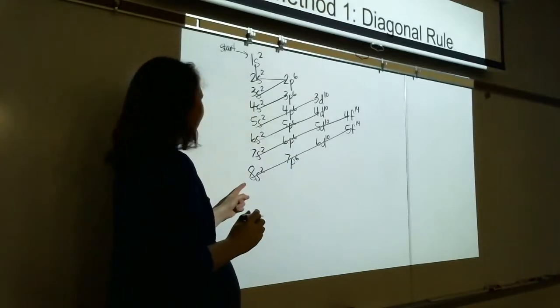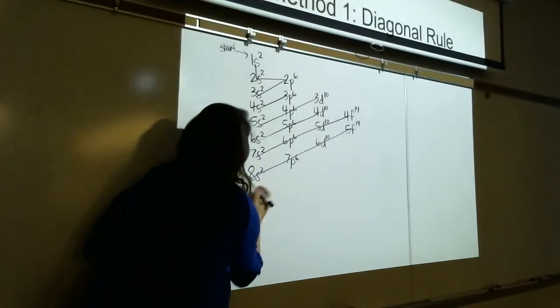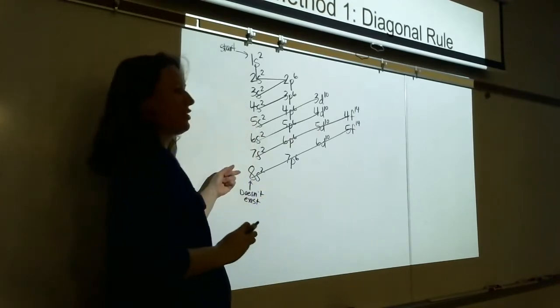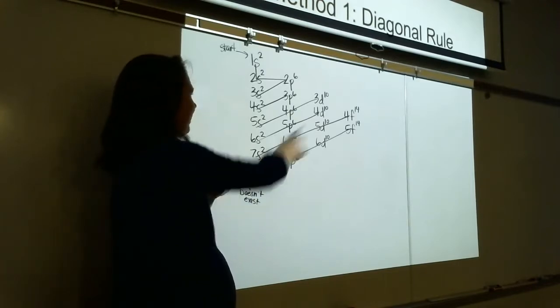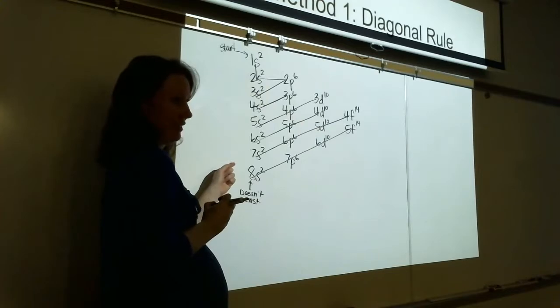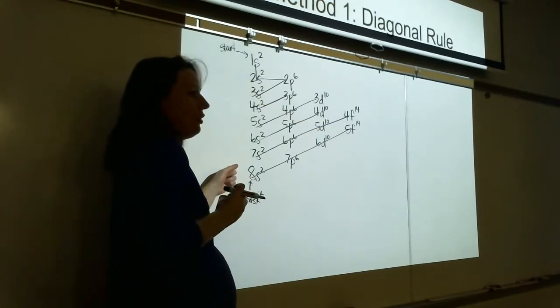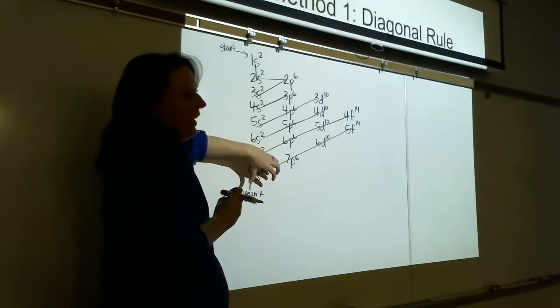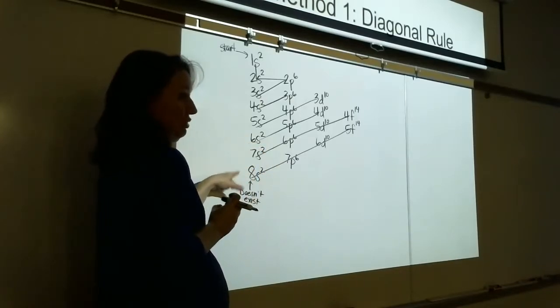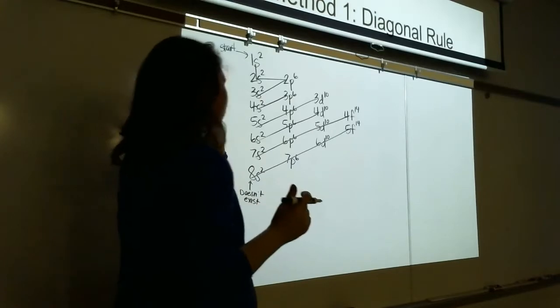Now just FYI, 8s does not exist. There's no such thing. We put it here so it's nice and symmetric, so it makes a nice pretty triangle. But just so you know, there is no such thing as an 8s. That's just there as a placeholder, because otherwise you just have a hole, and I don't like having a hole, so I plop that in there. But that doesn't really exist. There's no such thing.